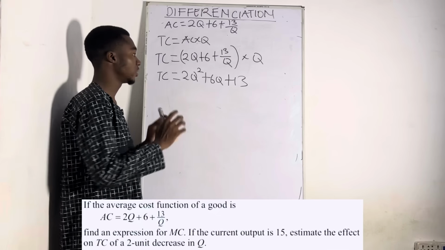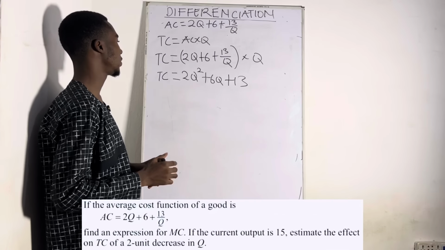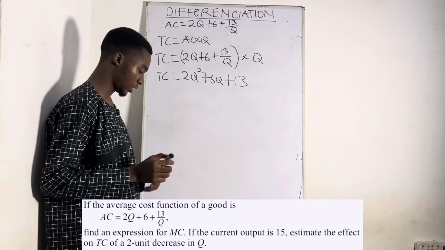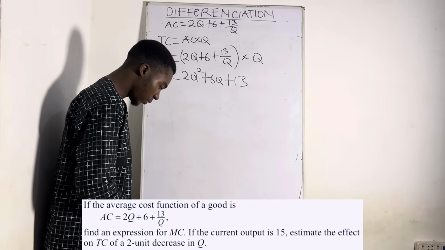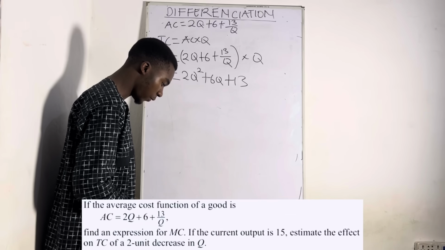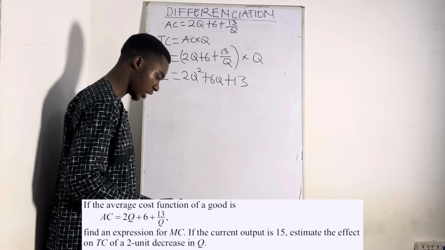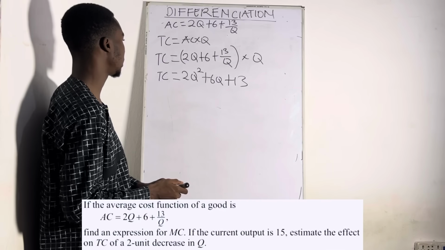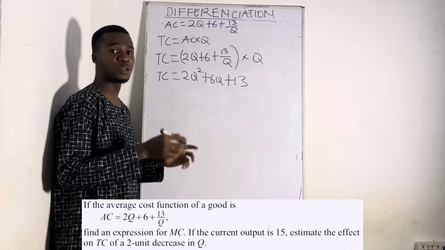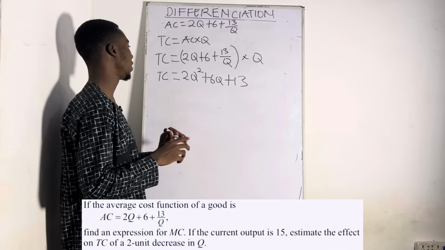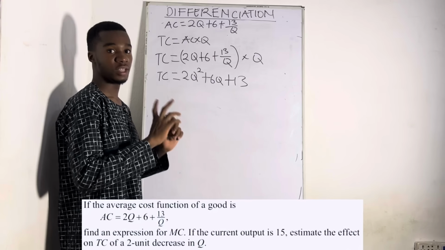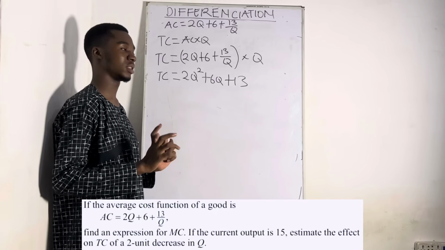So now that we found the total cost function, we can go ahead to find the marginal cost. What did the question say? Find an expression for marginal cost if the current output is 15. So let's find the expression for the marginal cost first. When you want to find the marginal cost, you just differentiate the total cost function. Then you get the marginal cost function.